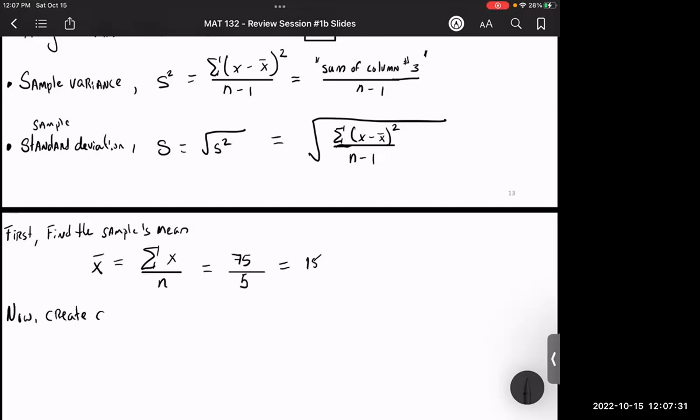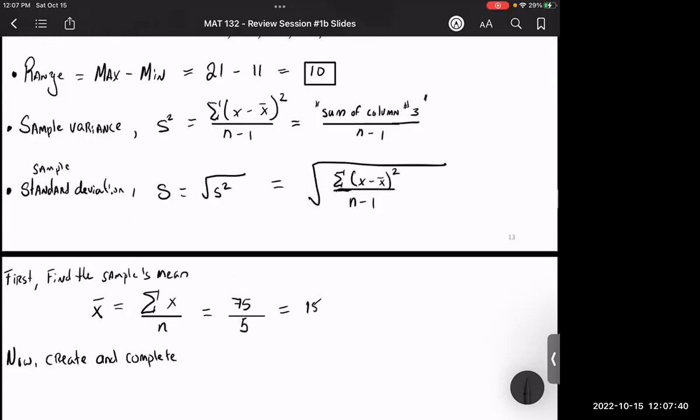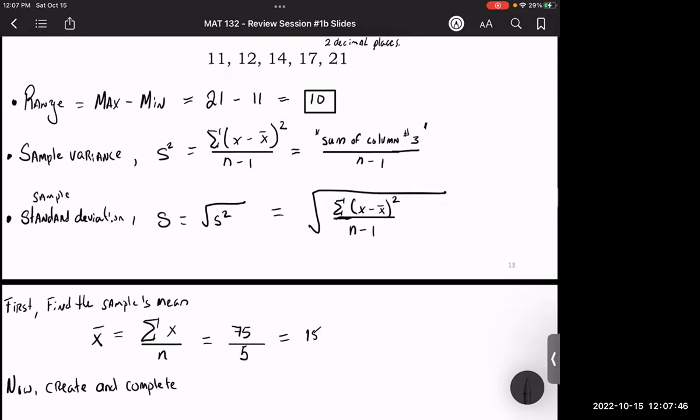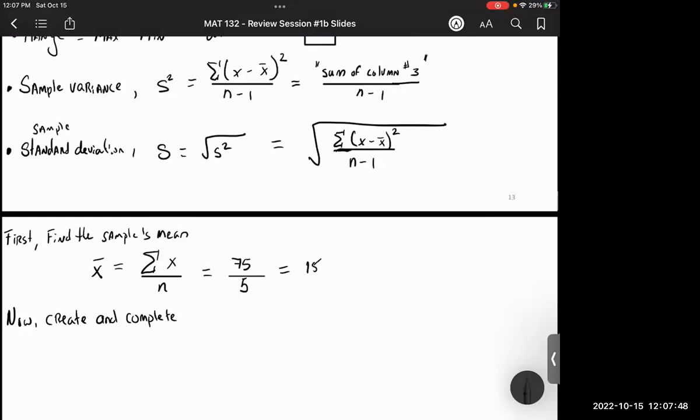Quick question. Where did you get the 75? You have to add up all the data values. So the data values were 11, 12, 14, 17, 21. Add them up, you will get 75. Sounds good? Hello? Yes, yes, yes. Sorry. Okay.